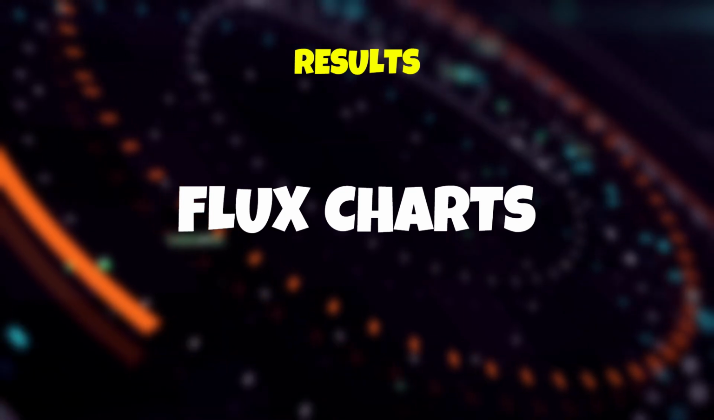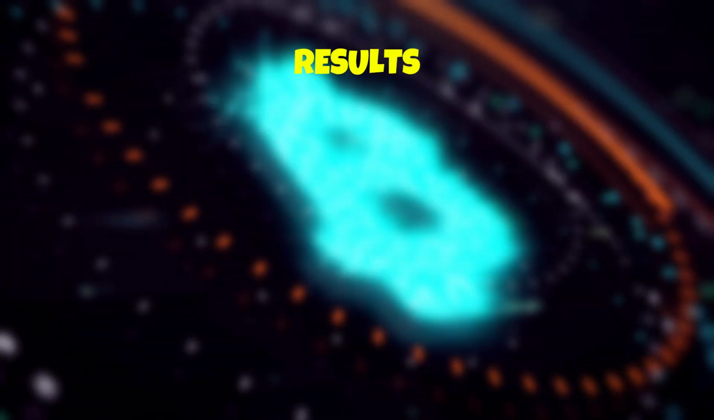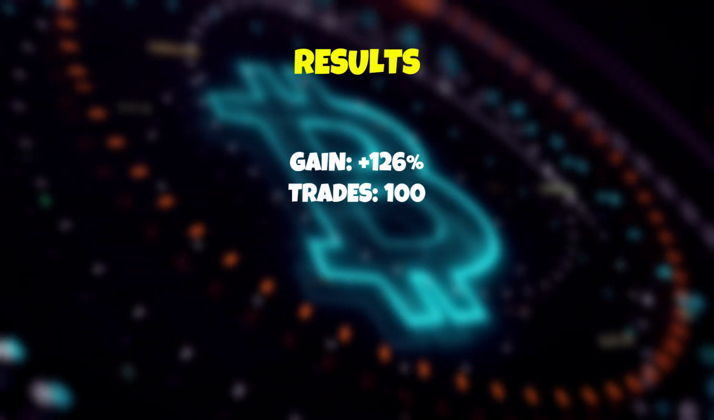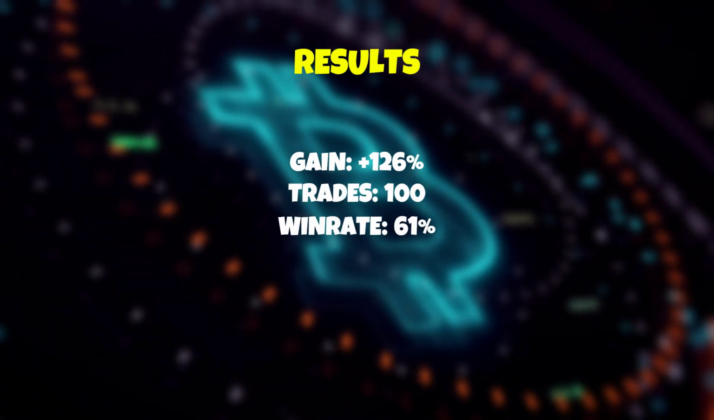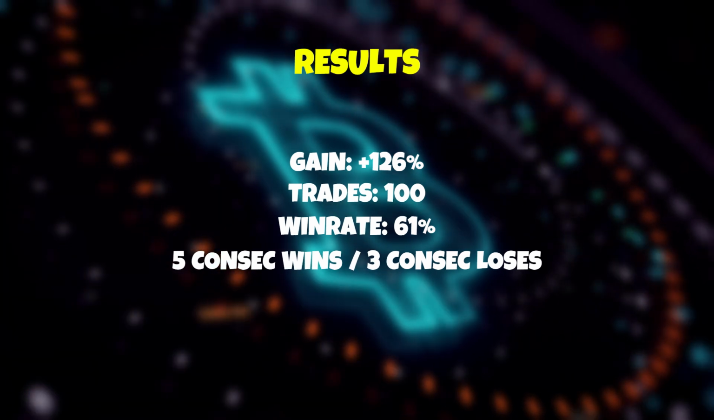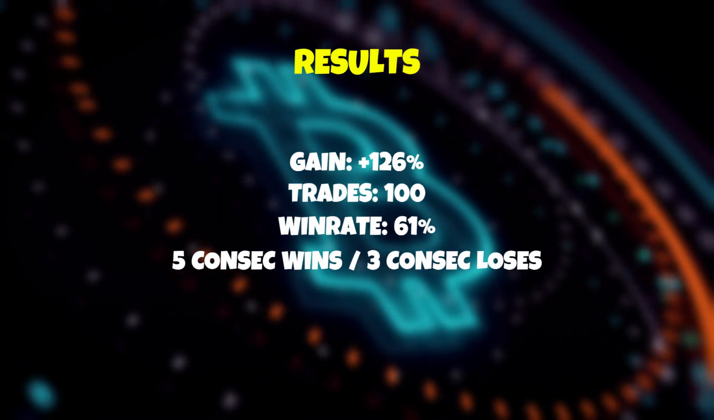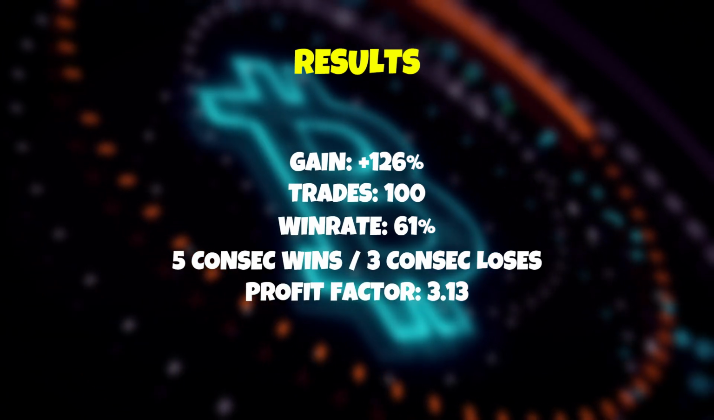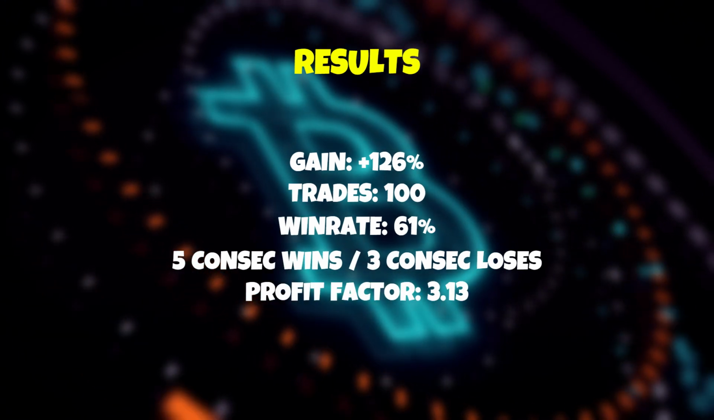And these are the results for this free Flux chart strategy. You can see we made 126% on the account over 100 trades with a 61% win rate. 5 consecutive wins over 3 consecutive losses is very, very good to see. And with a profit factor of 3.13, it is very safe to say that this beginner trading strategy is very, very profitable.